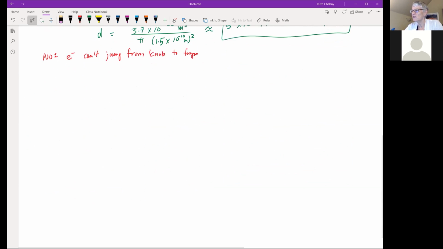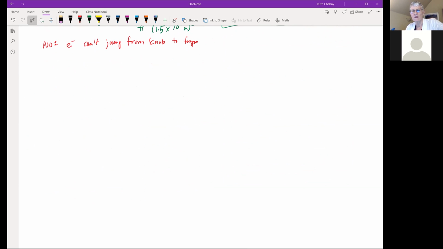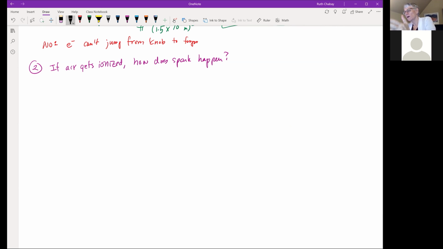So the second question is, suppose air does get ionized. What's going to happen? If air gets ionized, how does the spark happen? Well, we obviously are going to need an electric field somewhere. Where is that coming from?